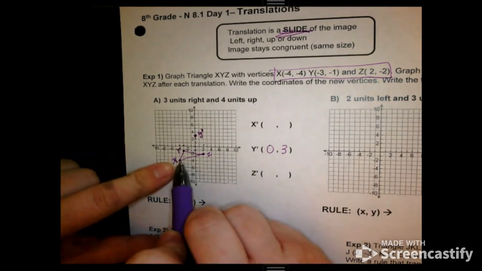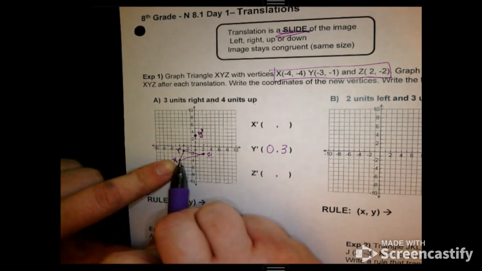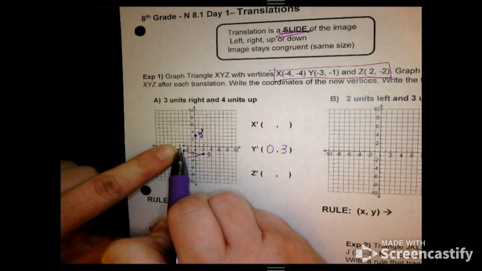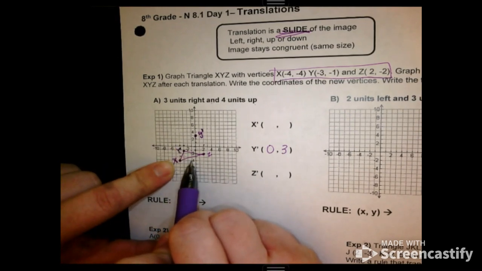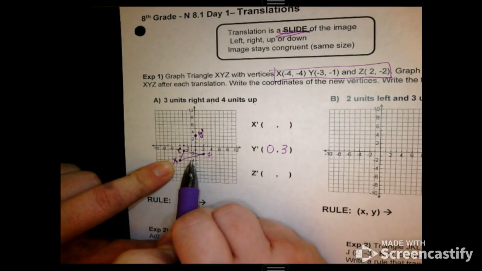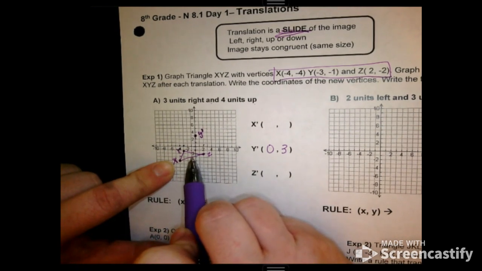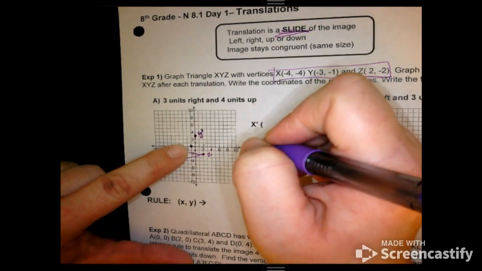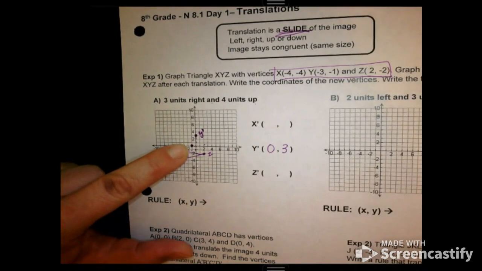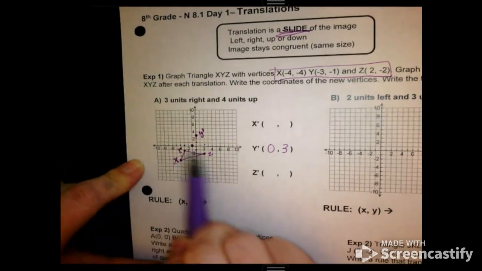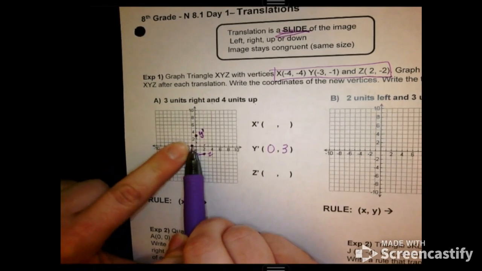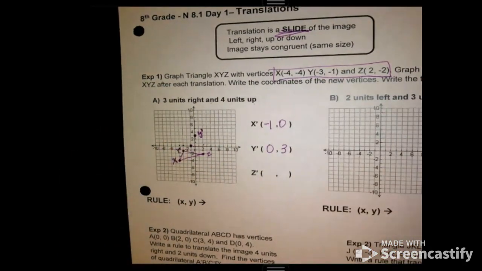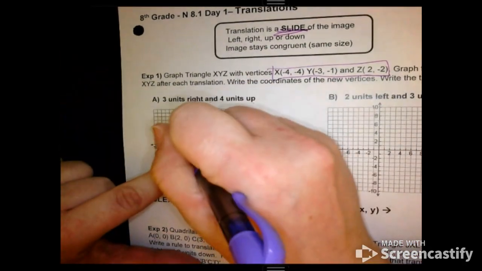Okay, so X, I go up 3, 1, 2, 3. I mean, no, 1, 2, 3, 4, and 3 units right. 1, 2, 3. How many units up? 1, 2, 3, 4. I got (-1, 0). Okay, I heard (0, -1), and then I heard (-1, 0). (-1, 0). Okay, because remember, my X is first. I'm on the X-axis at -1, and then I did not go up or down, so it's 0. And that's my X prime.